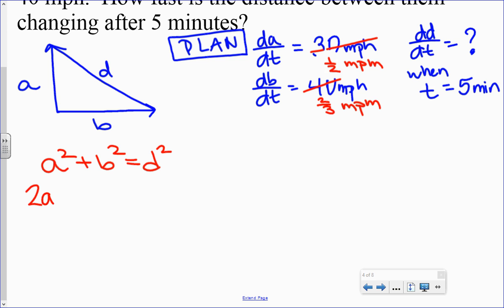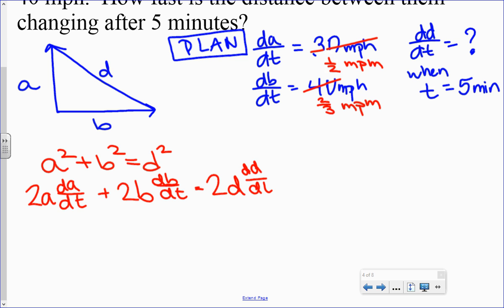So we have 2A dA dt plus 2B dB dt equals 2D dD dt. Okay. Now, you wouldn't have to do this, but I think this could save us some calculating later. I'm going to divide both sides by 2. Is that okay with everyone?